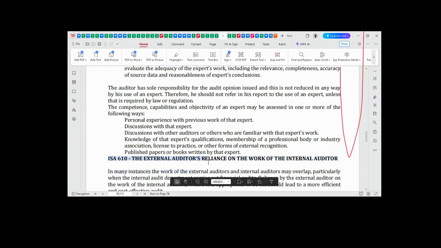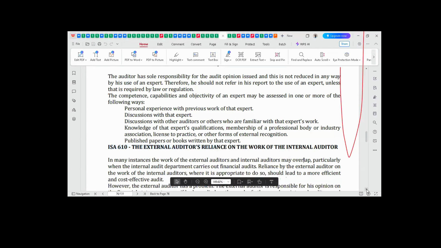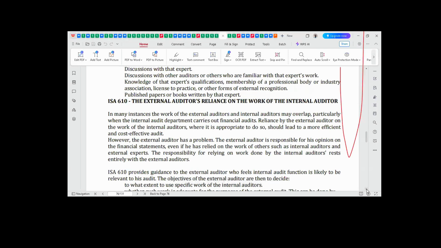ISA 610. The external auditor's reliance on the work of the internal auditor. This is also another area that we need to review as well. Now, what we know is that in an ideal setting, the internal auditors and the external auditors work together to perform an effective audit. The external auditor will require the services and support of the internal auditors to perform an effective audit.